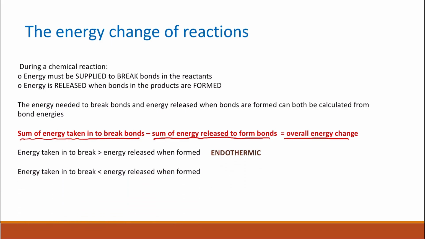The other type of reaction is when the energy taken in to break the bonds is less than the energy released when the bonds are formed. Then this is an exothermic reaction. The reason is that the energy released is higher than the sum of the energy that was taken in. So the overall change is that energy is released or given off to the surroundings.